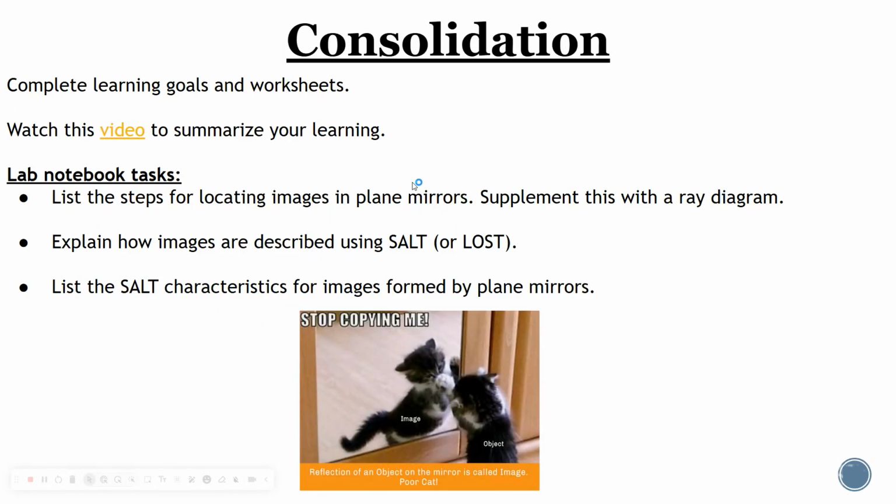So to summarize your notes, you're recommended to make an example of plane mirror ray diagrams in your notes and describe what SALT or LOST means with a focus on plane mirror diagrams. So focus on how you would describe the characteristics of images using LOST or SALT, and please make sure to complete practice problems and worksheets provided to you, as you'll only understand this concept in optics with repetition.